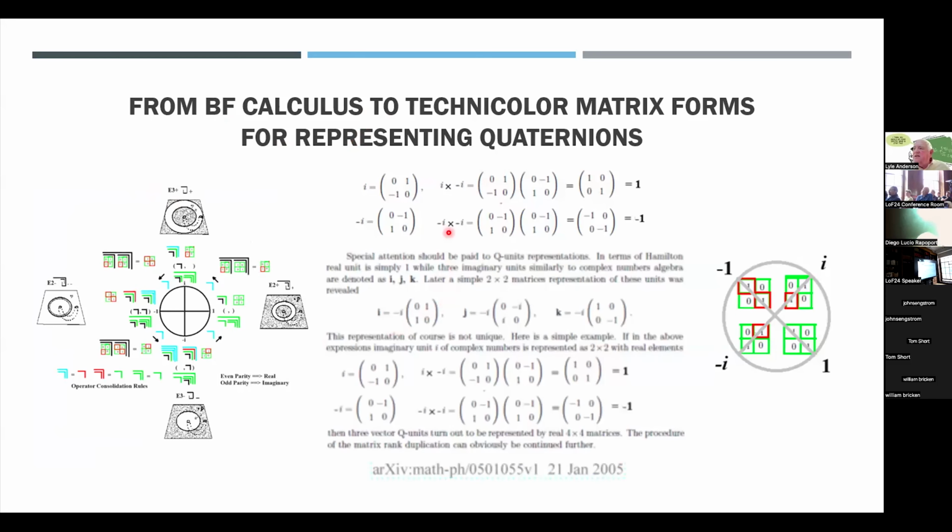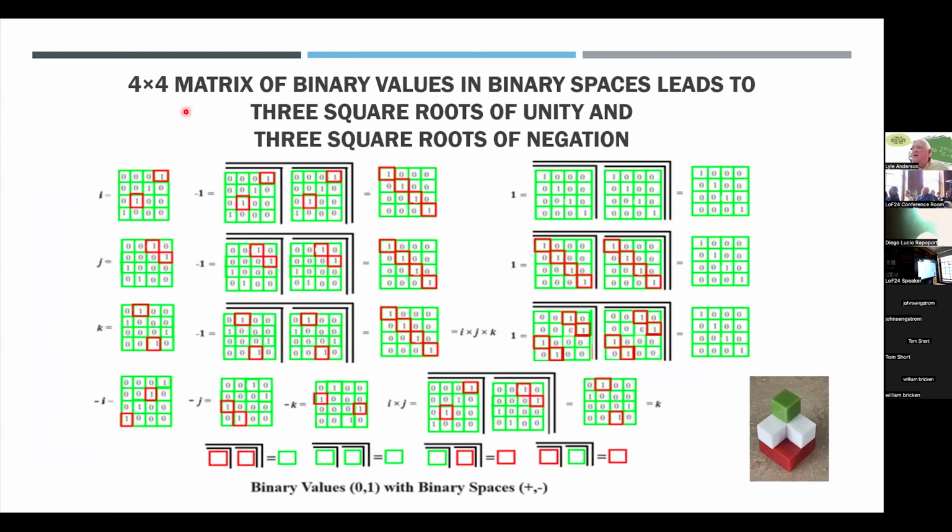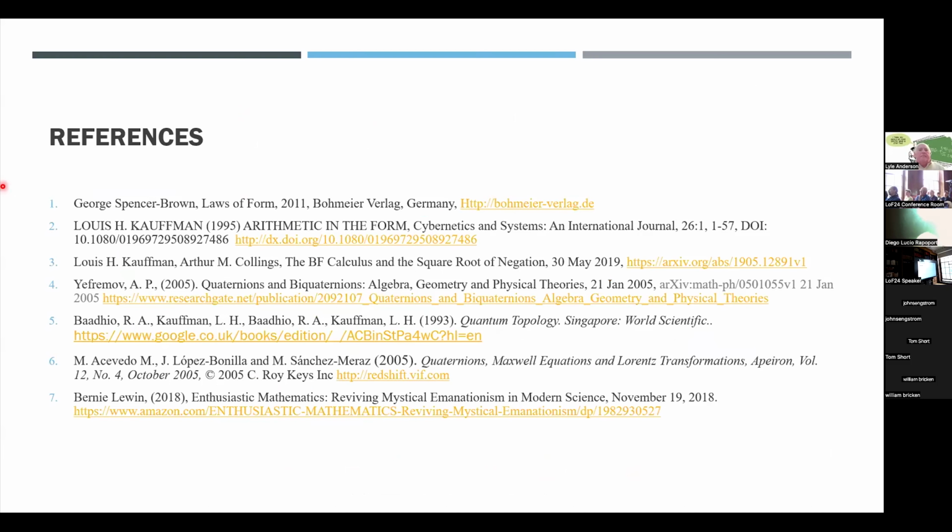Back into BF calculus and into the matrices representing I and minus I, we end up getting a form that looks like this. So we get the three square roots of unity over here and the three square roots of negation over here. And I made a little figure that you can think of this as the minus template down here. This is the zero level, and this is the one. And if you etch out the one and the zero, then you show the negative, and so on. So that is it. All right.